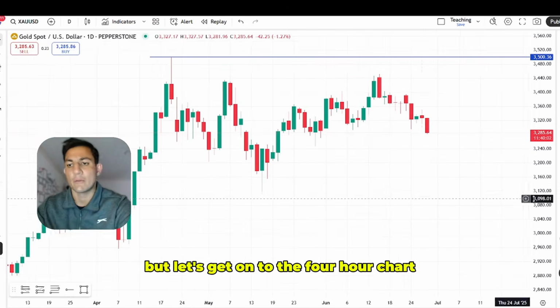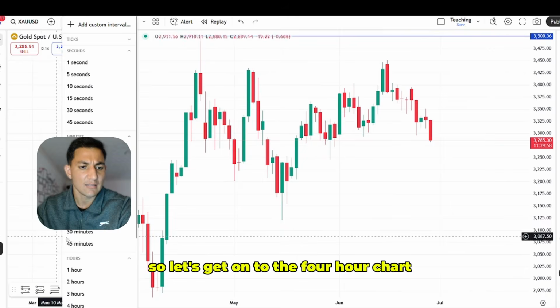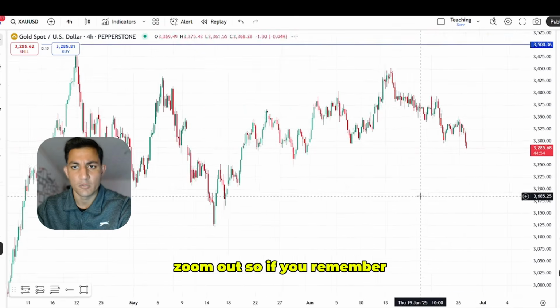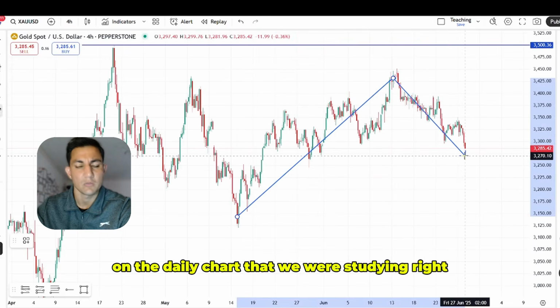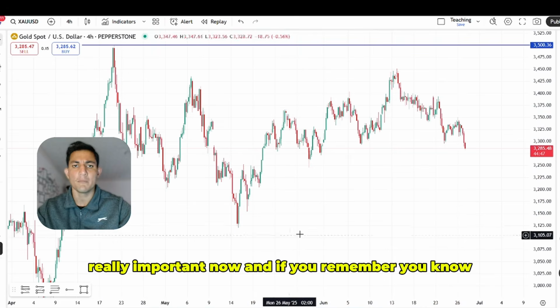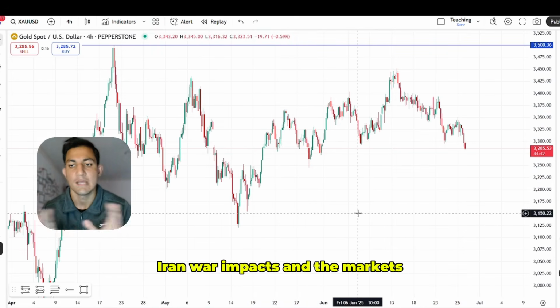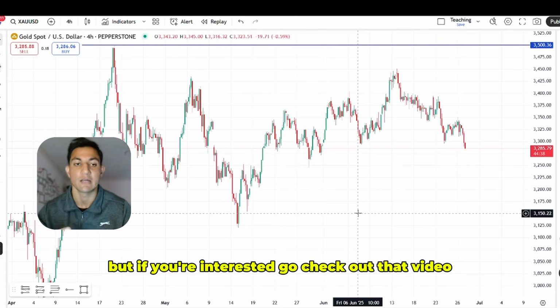But let's get onto the 4-hour chart, because this is where it becomes really clear what's actually happening. So let's get onto the 4-hour chart. Zoom out. So if you remember, this is the overall price swing on the daily chart that we were studying, right? Really important. Now, maybe you watched the previous video I did about how the Israel-Iran war impacts the markets. I'm not going to go much in depth, but if you're interested, go check out that video.